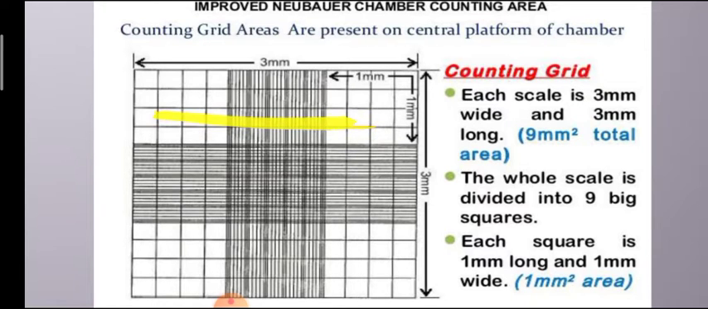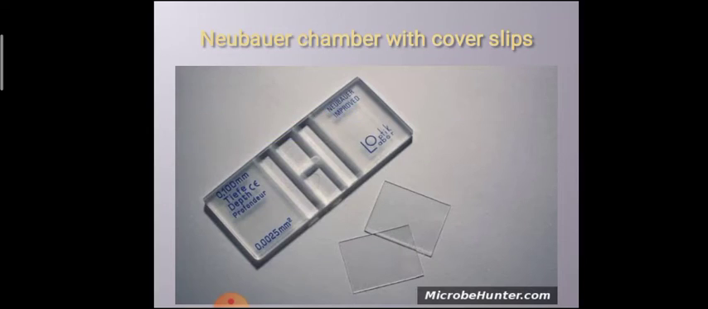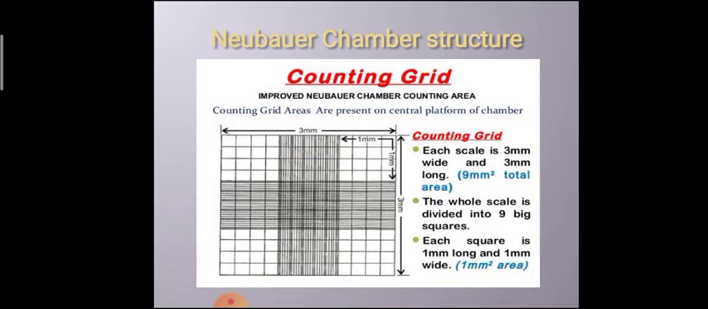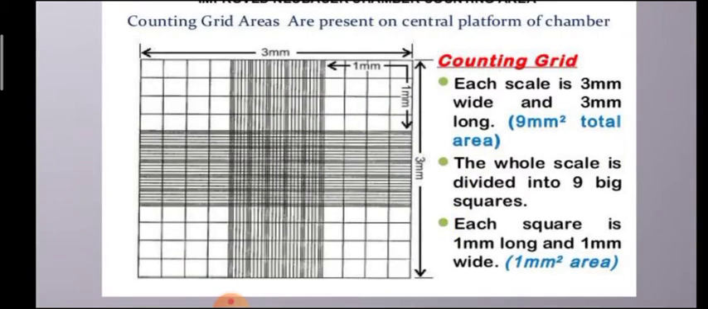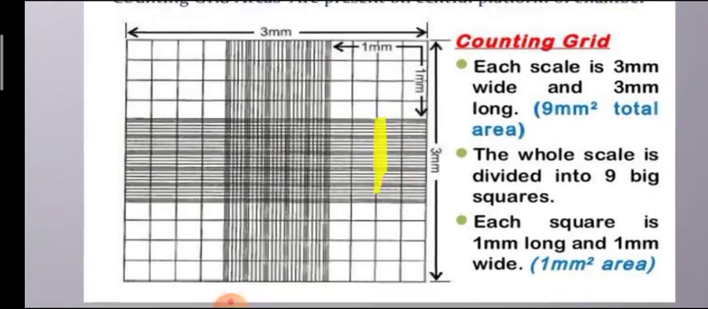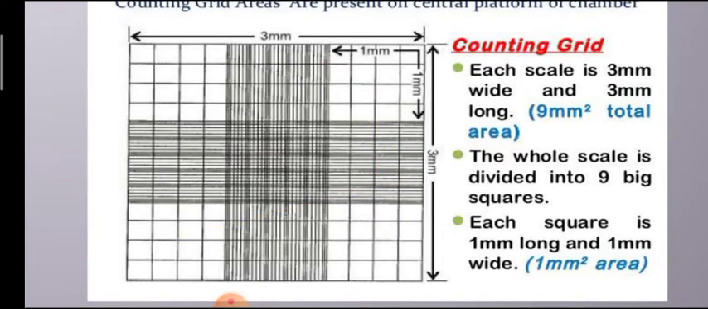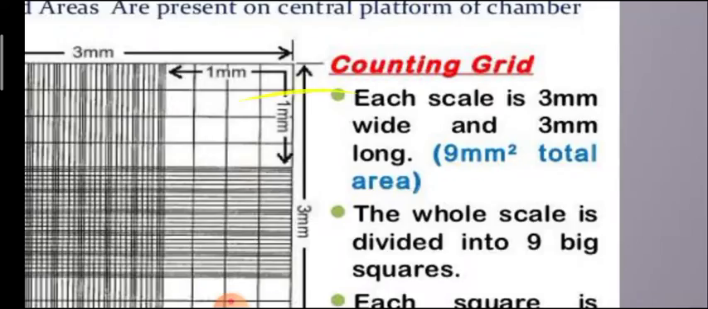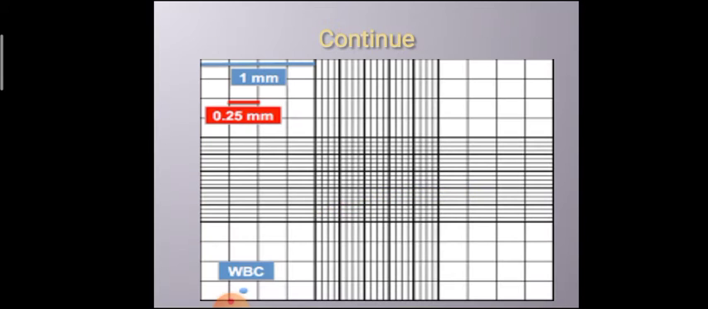The length of these three squares is 3 mm, right? And the length of these three squares is also 3 mm. It means every square is 1 mm. This square has a diameter of 1 mm, this one is 1 mm, the second one also 1 mm. It means one square is 1 mm.